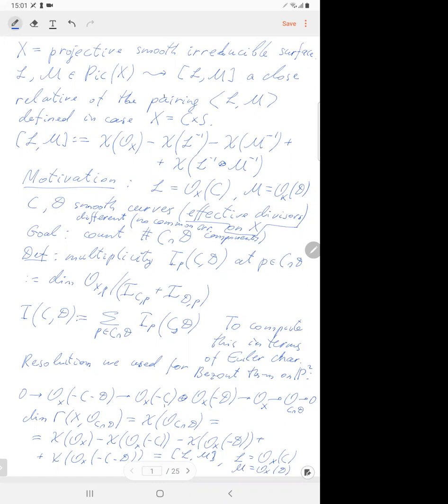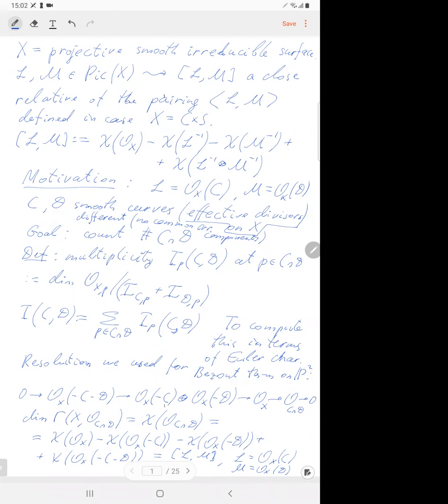But okay, so why this? Why is the dimension of global sections of O_{C∩D} the Euler characteristic? Because this sheaf is supported at zero-dimensional varieties, C intersection D. Sorry, it's not quite a variety. If there are tangent points, then C intersection D acquires nilpotent elements at these points. So it's not quite a variety, it's a scheme. We'll discuss this in an hour.